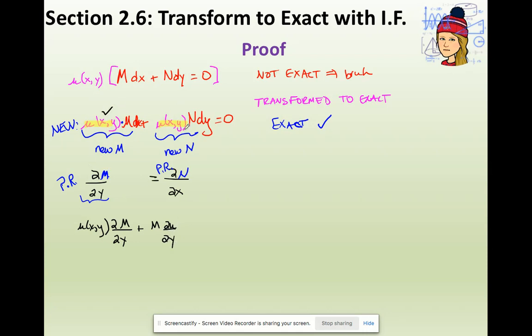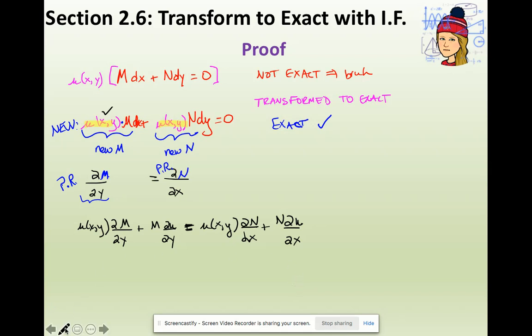Check. Now let's do the product rule over here. First function times the derivative of the second, plus the second function times the derivative of the first. Boom, product rule done and done.